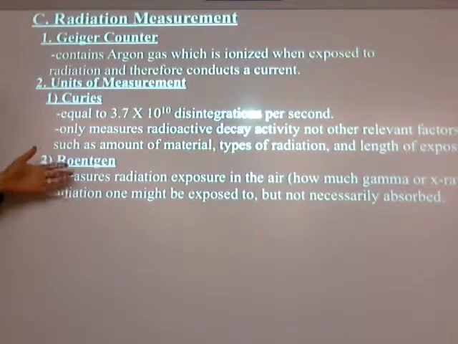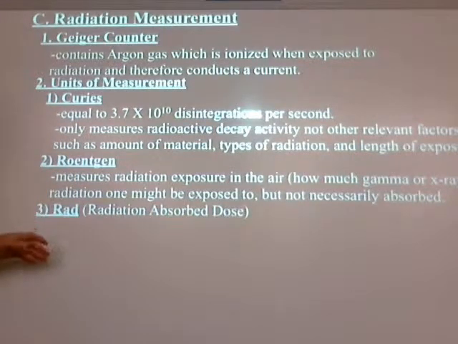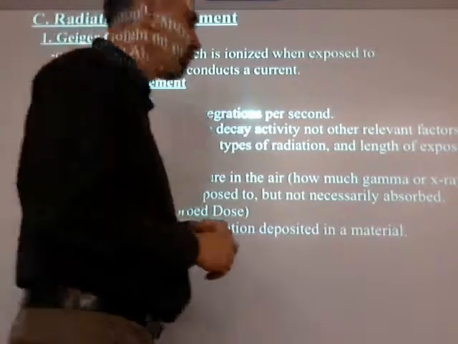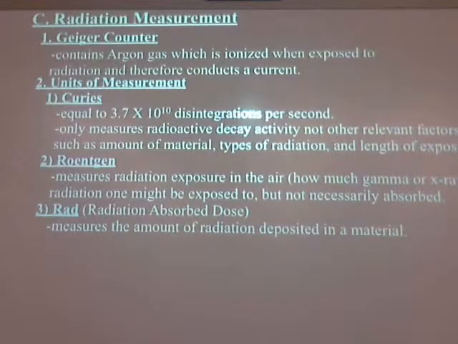The same is true for Curies. Rankine's a little bit better. That's how much is in the air. A RAD, a radiation absorbed dose, is a little bit closer to a more useful measurement as well. It measures the amount of radiation deposited in a material.